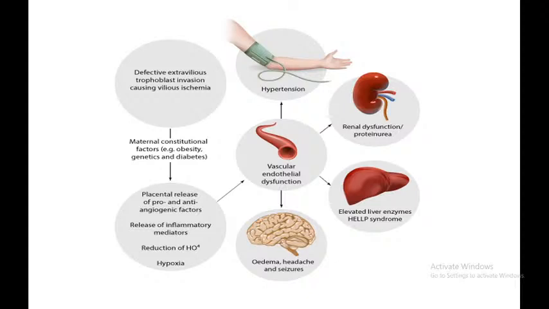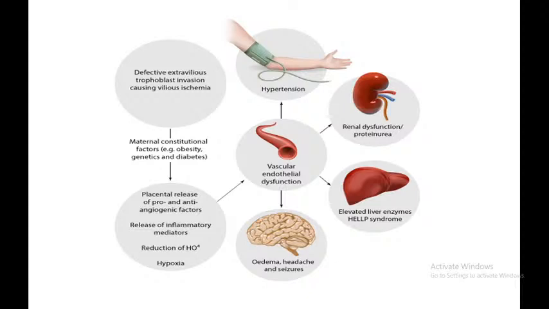So apart from the defective extravillous trophoblast invasion that we see in this condition, the other contributing factors are the maternal constitutional factors, like the mother might be obese or the mother might be already hypertensive or diabetic, or sometimes even genetic factors are also seen. So this condition is usually seen in women where there is a positive family history of pre-eclampsia, or in women already having previous pre-eclampsia in previous pregnancies. So even genetic factors also tend to play a role in the development of this pre-eclampsia.